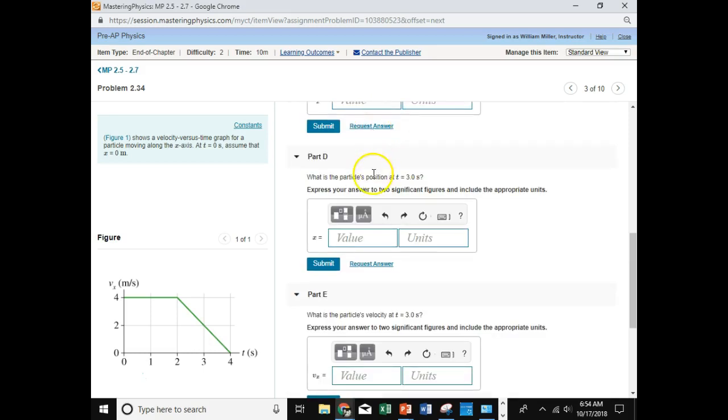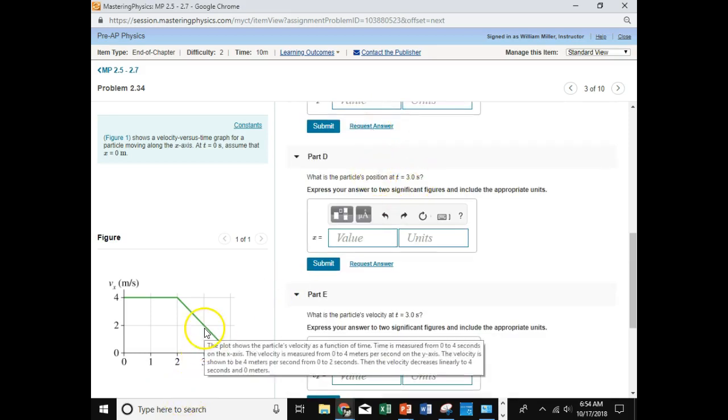Again, what is the particle's position at 3.0? This one is a little different because now you have to take into consideration two different parts. The other one was under uniform motion, but this one is under uniformly accelerated motion. There's a couple of ways you can do it. You can look at the area underneath the graph, or you can use the equation delta x is equal to 1/2 times VI, the initial velocity, which is 4, plus VF, the final velocity, which is 2, times T, which is 3.